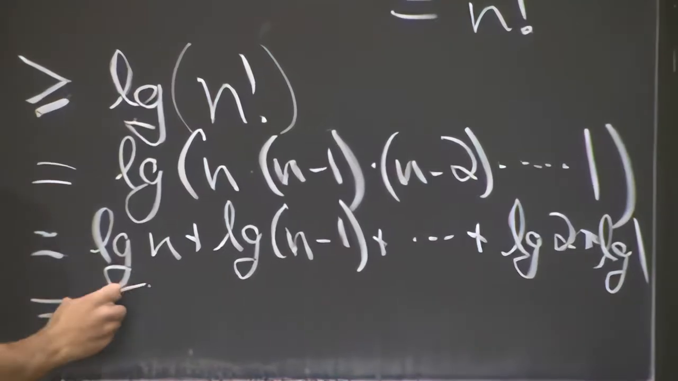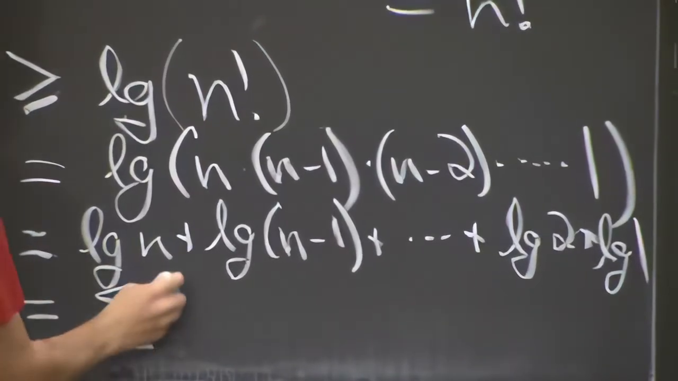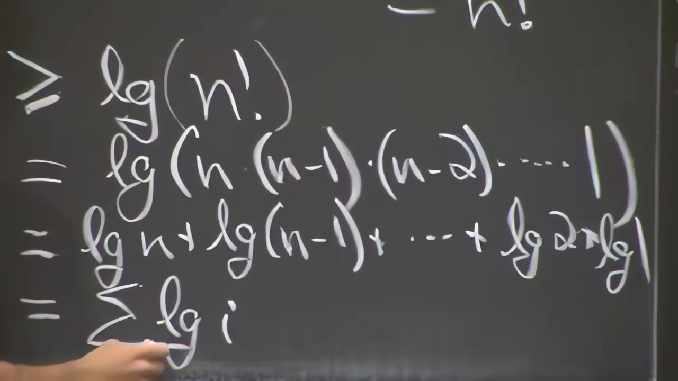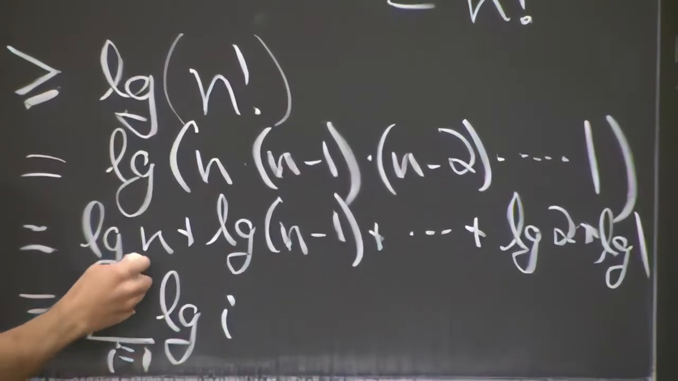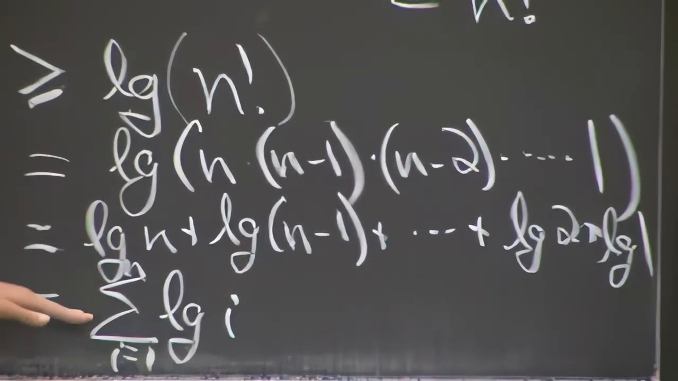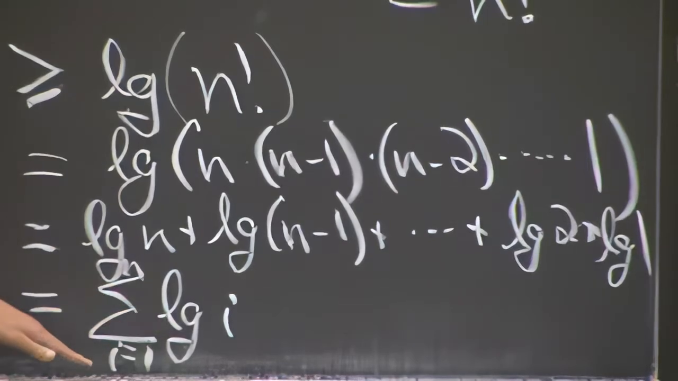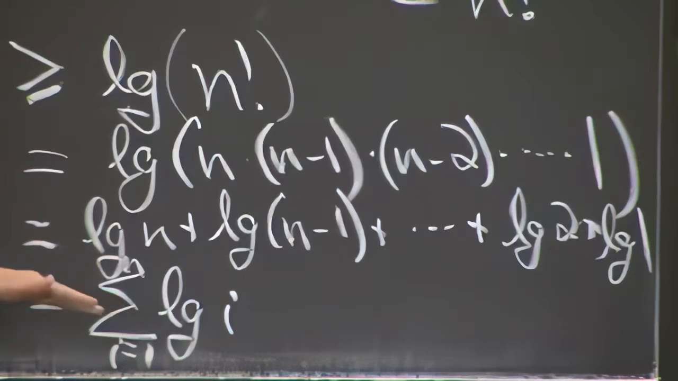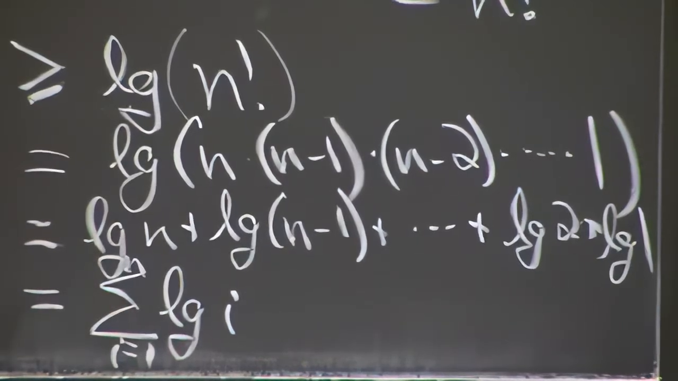I think at this point it's easier to use summation notation. So the sum of log i, from 1 to n, I guess. Now we need to know something about logs. So it's not so easy. It's easy to show that this is at most n log n. But we need to show that it's at least n log n. That's a little trickier. I happen to know it's true.